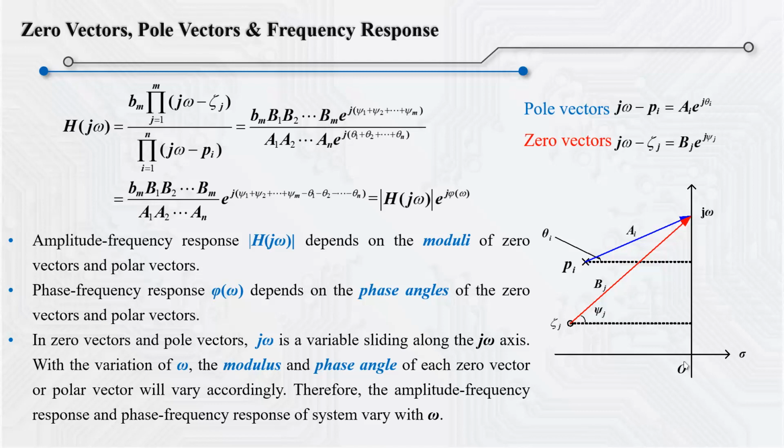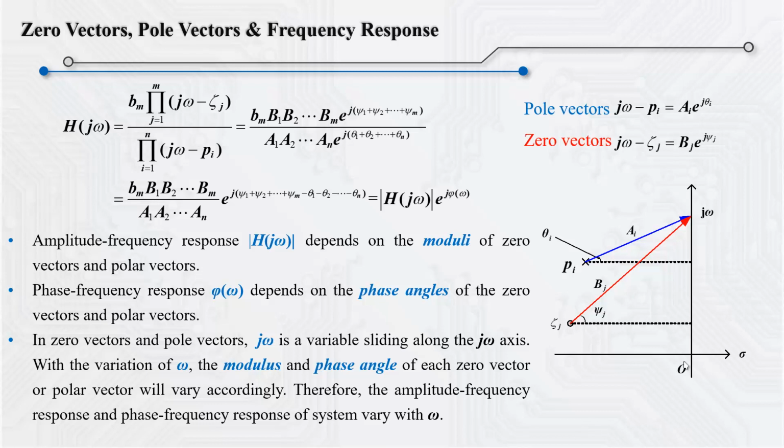Similarly, for the zero zeta_j, we can build its zero vector. When both the poles and zeros are denoted as vectors with modulus and phase angles, the frequency response of the system can be accordingly converted into a form expressed by the modulus and phase angles of zero and pole vectors. Then, the moduli constitute the amplitude frequency response of the system, and the phase angles constitute the phase frequency response of the system.